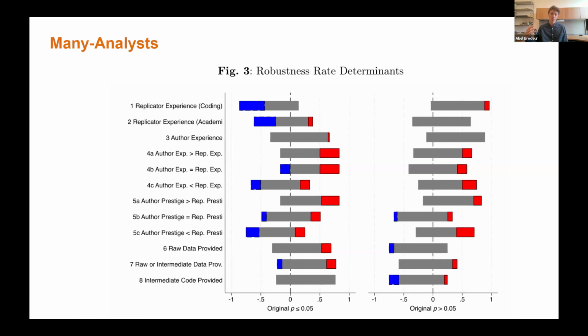We have a follow-up project in which we look at subfields. So within a field, when you compare comparative politics versus international relations versus American politics, or you compare labor economics versus development economics, you see huge differences in robustness rates by method: RCT versus IV, diff-in-diff, etc. For those of you who are from these two disciplines, you know what I'm talking about. Huge differences in robustness checks. But in terms of author experience, replicator experience seems to matter. Author experience doesn't seem to matter. Type of data provided doesn't seem to matter. Or at least there is no agreement between these many analysts.